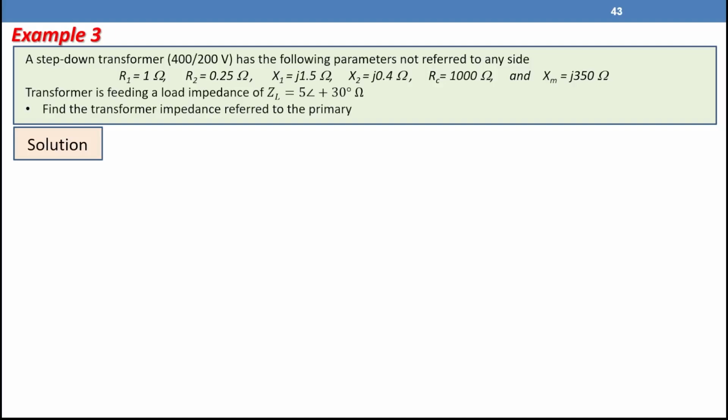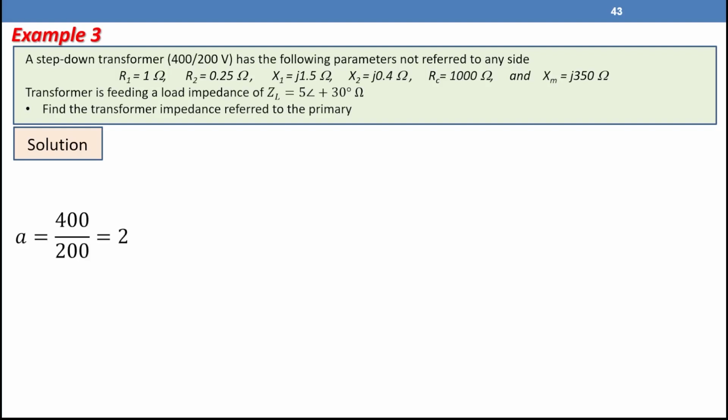Let us take an example. A step down transformer 400/200 volt has the following parameters not referred to any side. We have R1 equals 1 ohm, R2 equals 0.25 ohm, X1 equals j1.5 ohm, X2 equals j0.4 ohm, R core equals 1 kilo ohm, and XM equals j350 ohm. The transformer is feeding a load, Z load equals 5 angle 30 degrees ohm. We need to find the transformer impedance referred to the primary side.